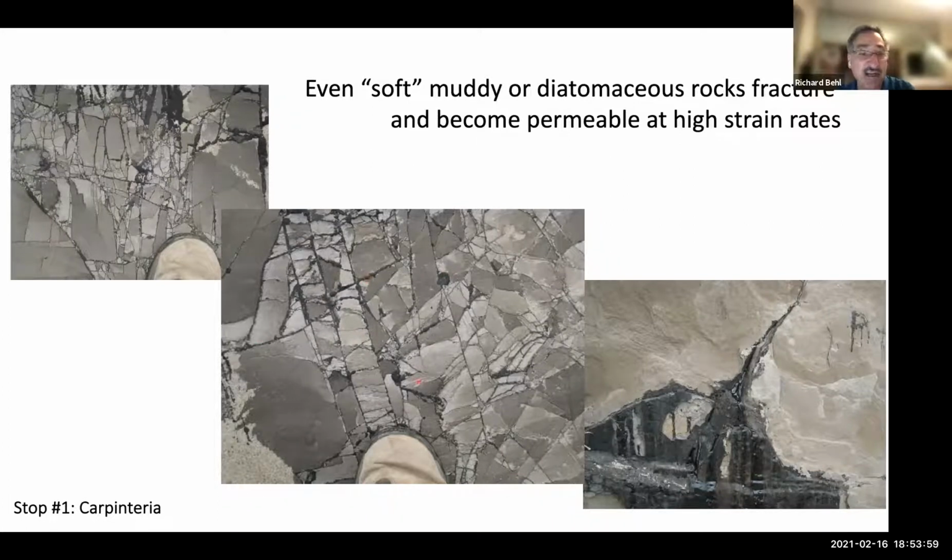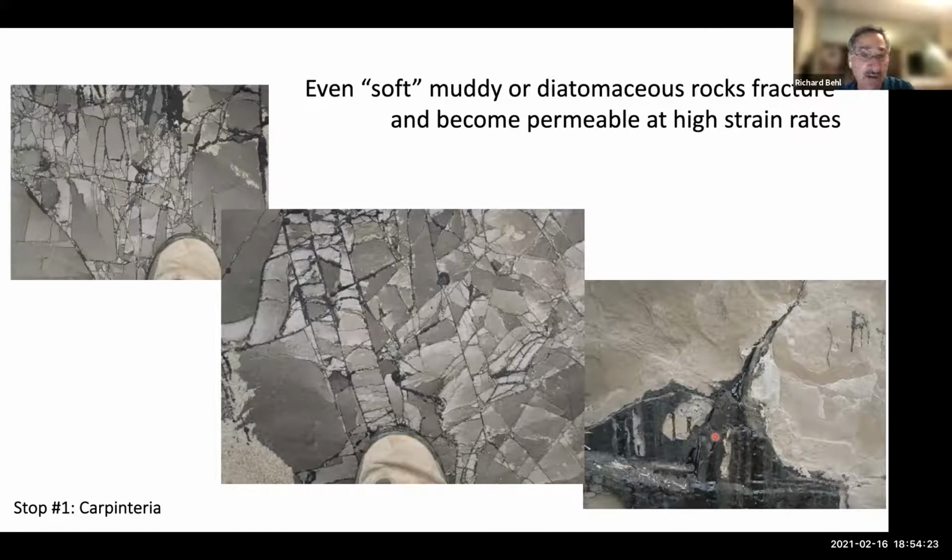So this is a calcareous diatomaceous mudstone. It's an exceedingly soft rock. You can put your fingernail on it and scratch it. And yet it's been strained so much that it's been intensely fractured, and the black is the hydrocarbons coming up through all the fractures. And on a warm day, or if you're in the right place, that oil just came flowing on out of the rocks in this area.